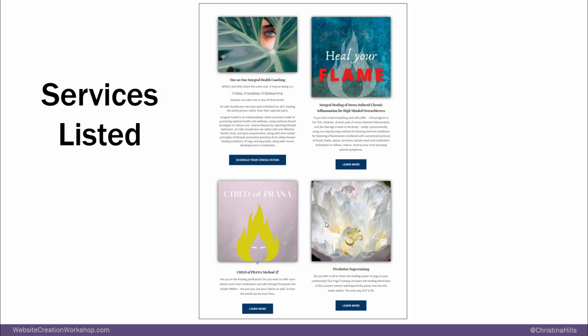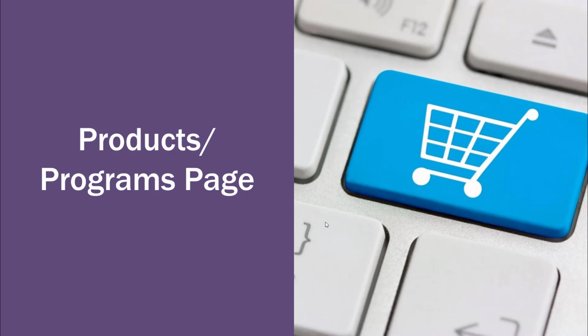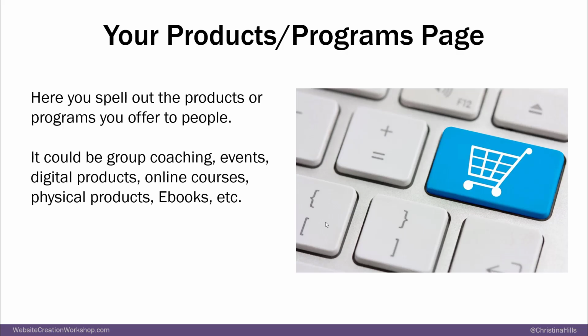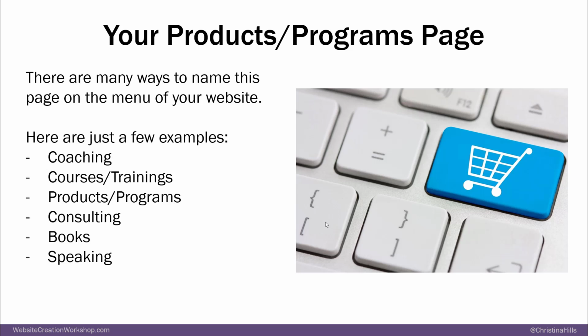Now, you don't have to be offering services. I know many writers who don't have services. You might have a products or programs page, and if you're an author, this might be called your books page. It's where you spell out the products or programs you offer people. I think of a product as something you're either shipping in the mail, or maybe it's a home study course, or a PDF. Your products or programs could be group coaching, events, digital products, online courses, physical products, ebooks. There are many different ways you can think about it.